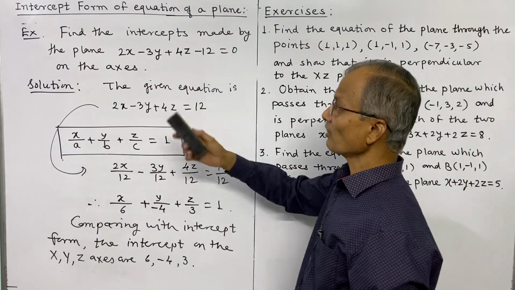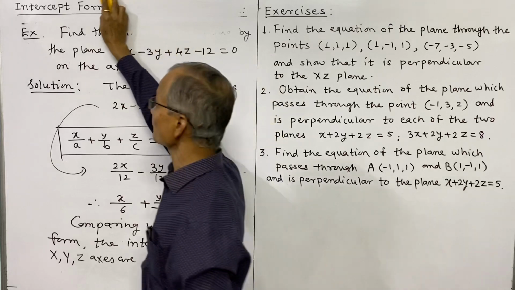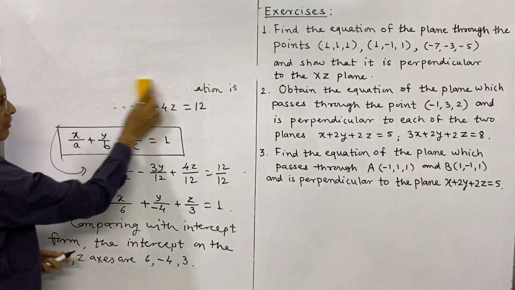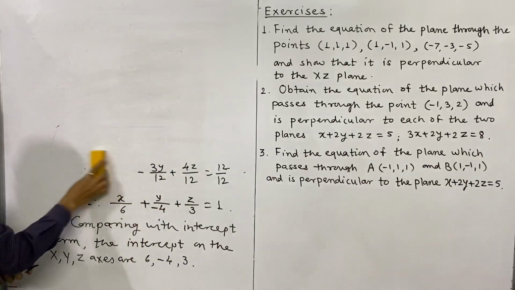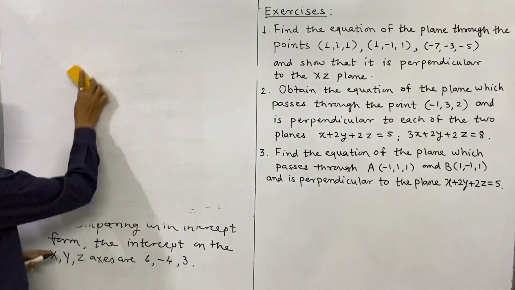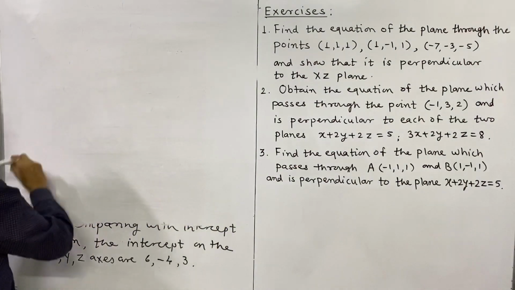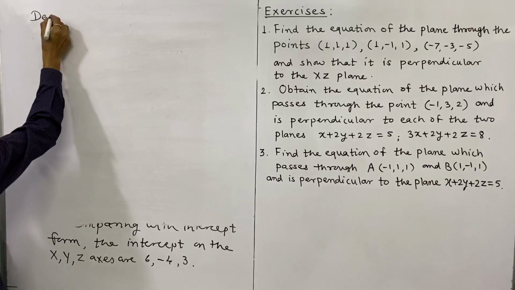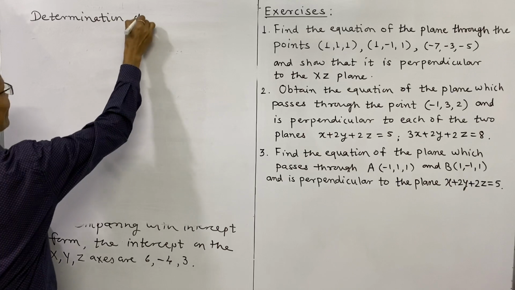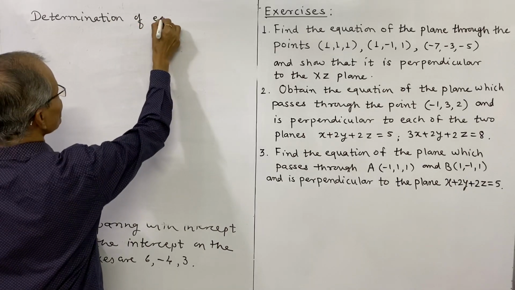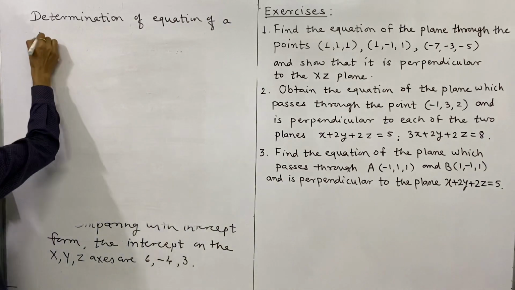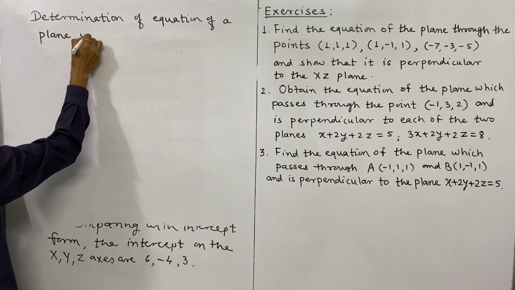So this is about intercept form of a plane, and thus we have till now seen general form, normal form and intercept form of equation of plane. 3 forms we have seen. Now we will see how to determine equation of a plane, determination of equation of a plane with given condition.